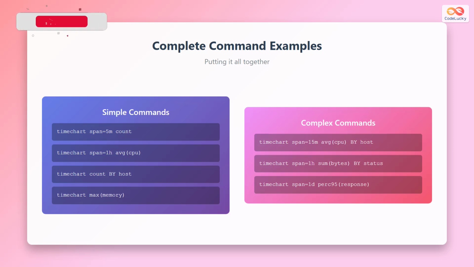Complex commands demonstrate advanced analytical capabilities. Timechart span equals 15m average CPU by host combines time granularity with host-based splitting for detailed performance monitoring. Timechart span equals 1h sum bytes by status analyzes data transfer patterns by HTTP status codes. Timechart span equals 1d perc95 response tracks daily response time distributions. These examples show how combining span, aggregation functions, and by clauses creates powerful analytical queries.